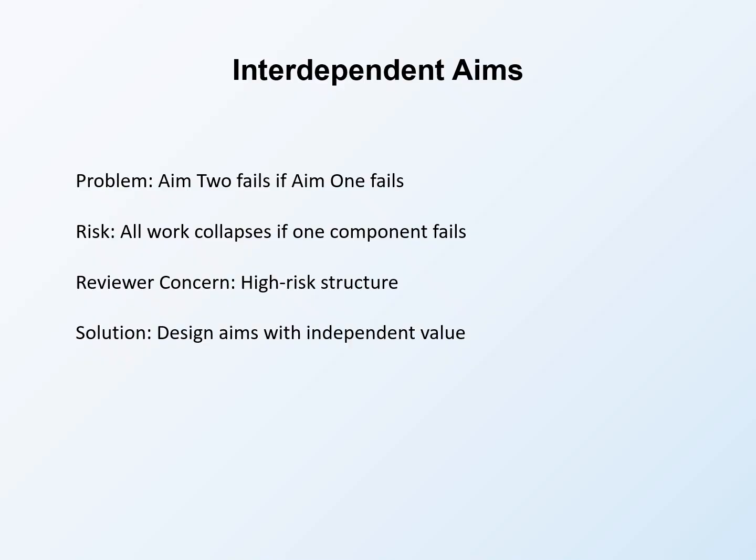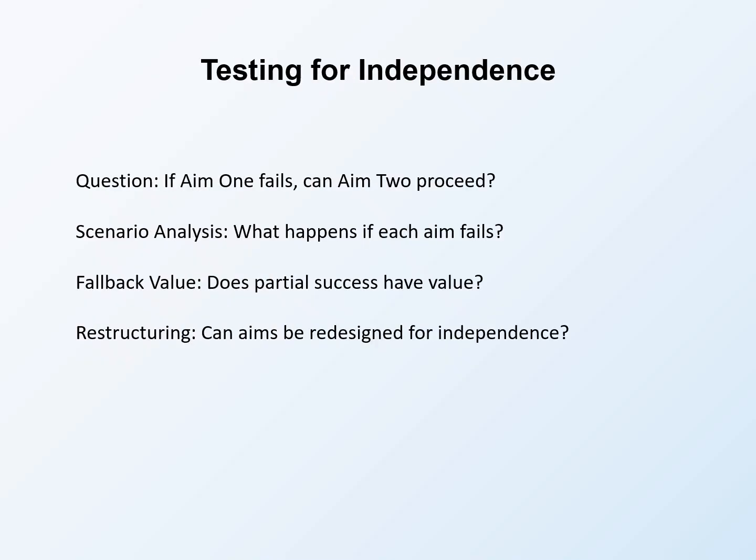The solution is designing aims with independent value. Each aim should produce useful knowledge or outcomes even if other aims fail. Independence reduces risk and strengthens proposals. Testing for aim independence reveals structural weaknesses. The key question asks if aim 1 fails, can aim 2 proceed? Walk through this scenario explicitly. If the answer is no, you have interdependence.